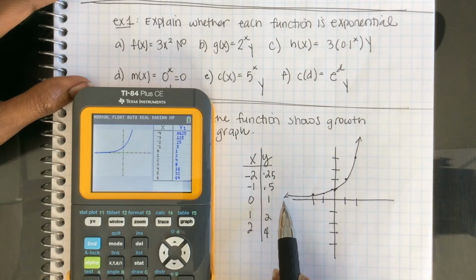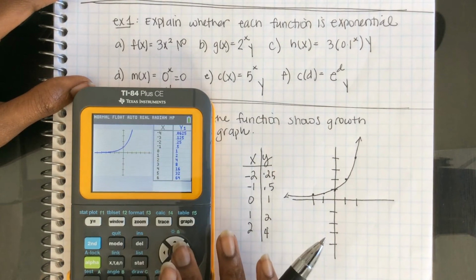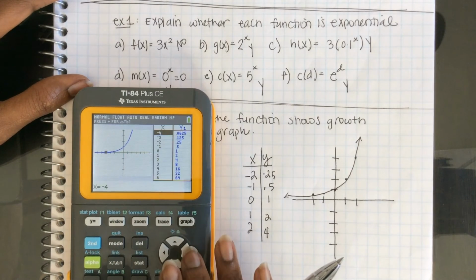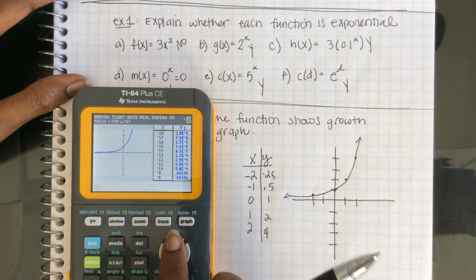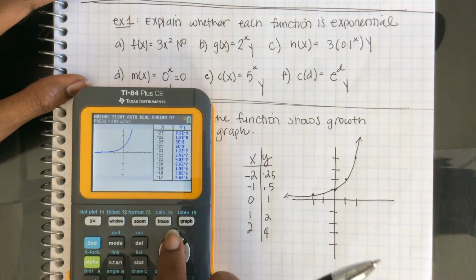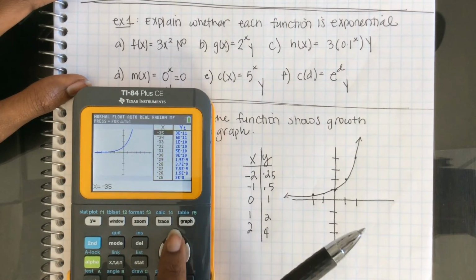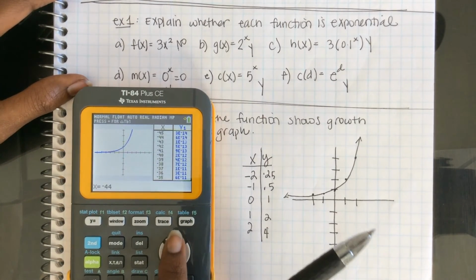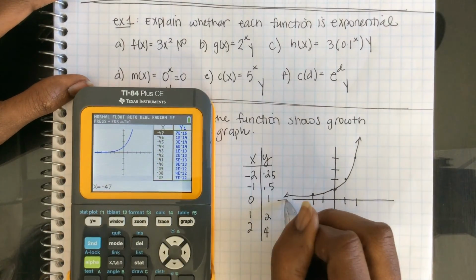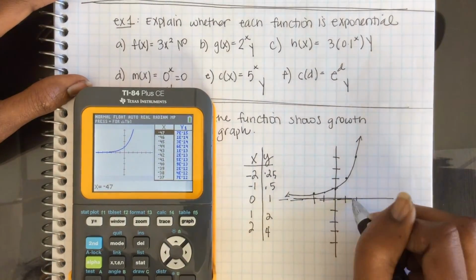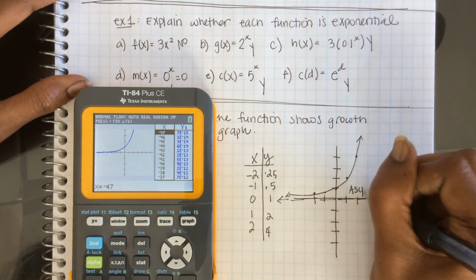So what we notice here, no matter how far back we go into our negatives, let me click second table to jump over to my table. No matter how far back I go into my negatives, you see my y values never equal 0. They get very, very small scientific notation numbers, but never equal 0. So that means that my x-axis is an asymptote that it'll never cross.